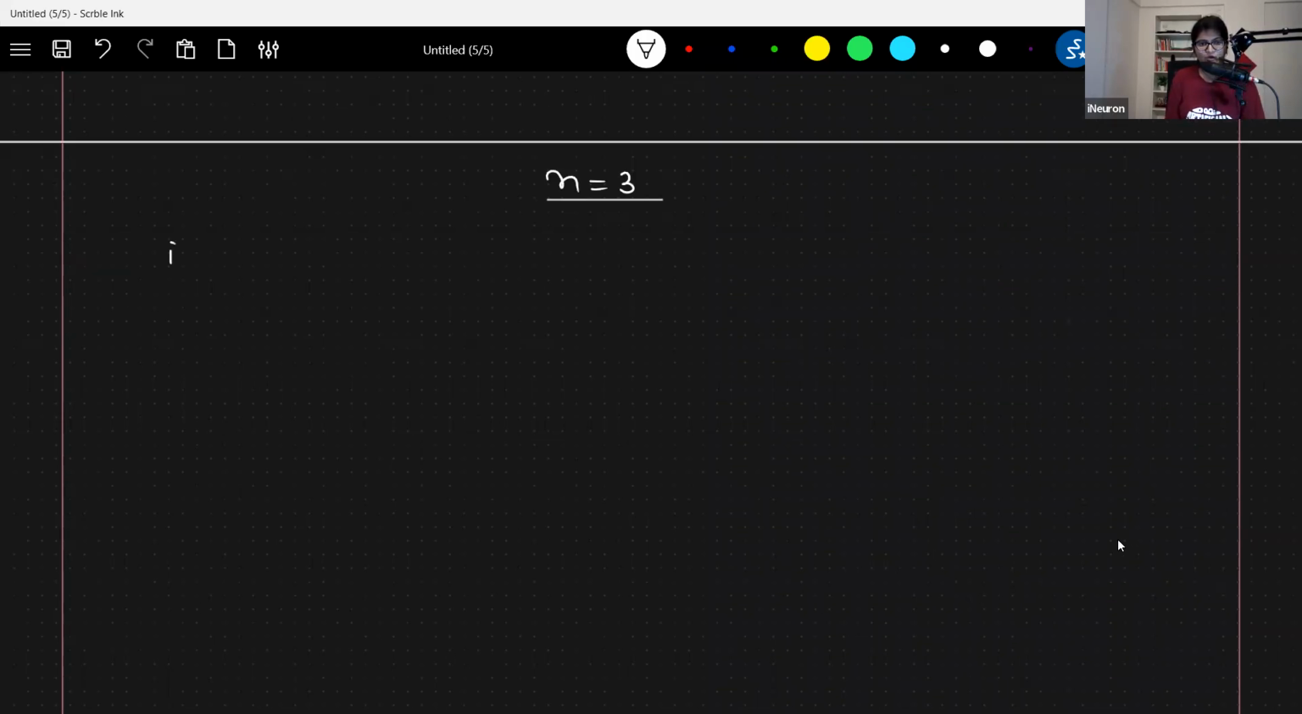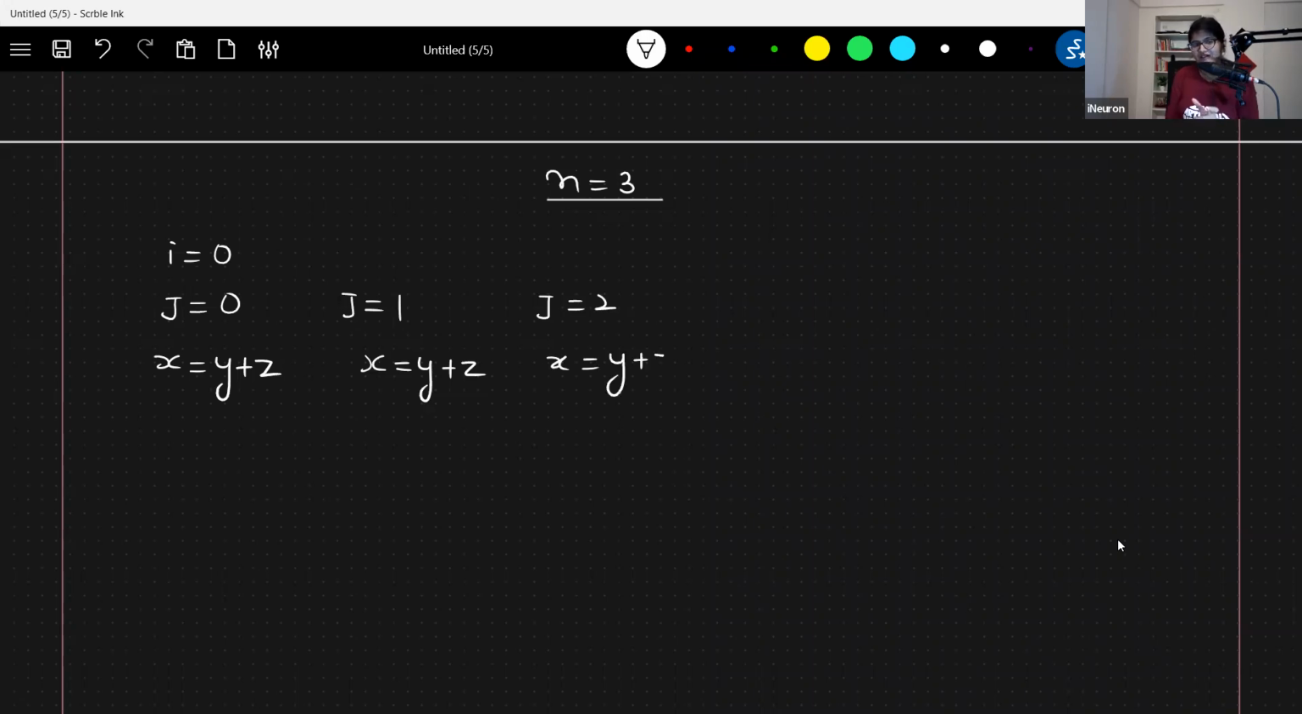Initially, the value of i is equal to 0. It will run. So it will go for j equal to 0. The statement x is equal to y plus z will run. Then j will become 1. Now this j value will run until n minus 1. So this statement will again run. Now again, for j equal to 2, this statement will again run. And after that, it will go out of the for loop.